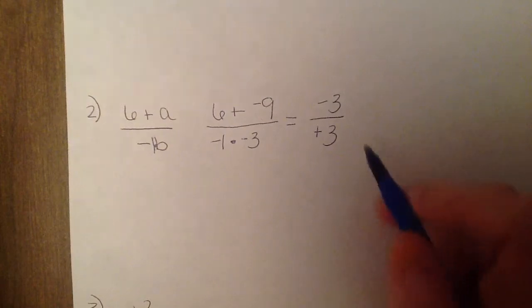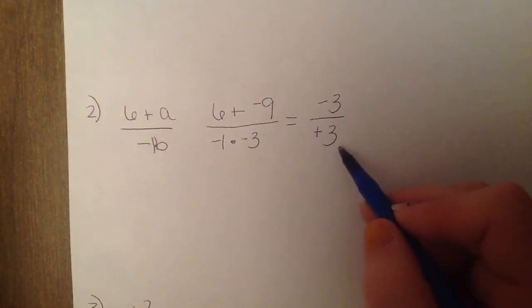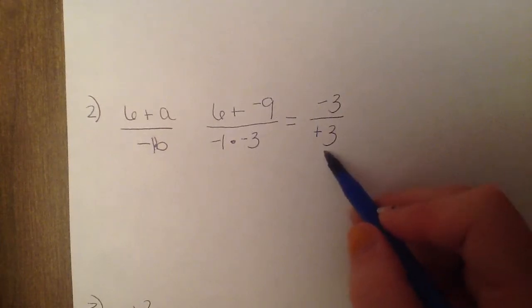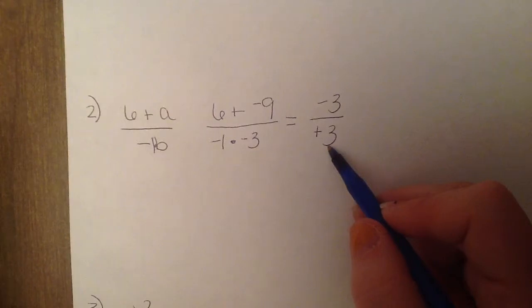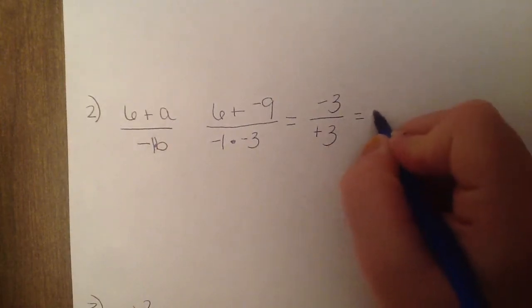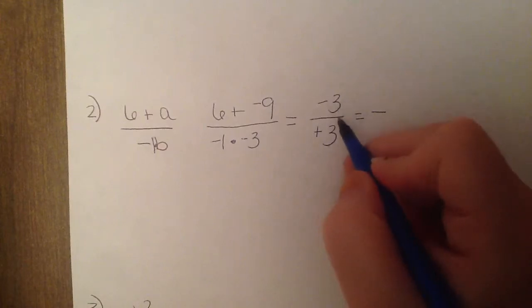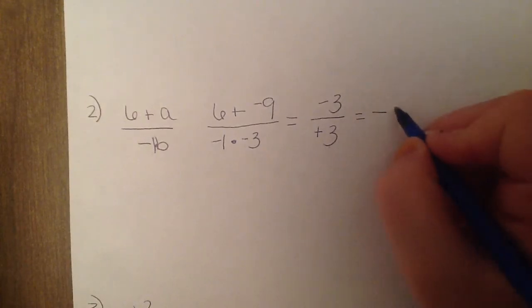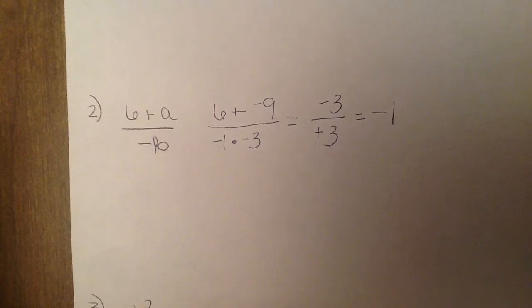Now, since we figured out what was on top and what was on bottom, we can now do our divide. Let's check our signs. Do the signs match? No. The signs don't match. That's a bad thing, which means our answer is a negative. 3 divided by 3 is 1. When we plug in those values for a and b, our answer is -1.